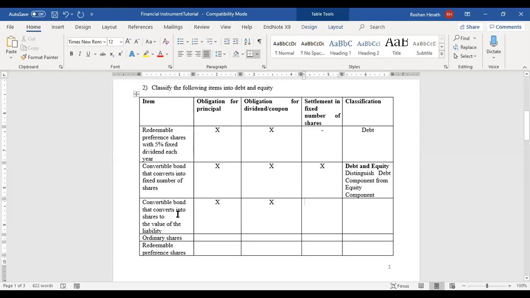When it comes to settlement, here it says this gets converted into shares to the value of the liability. Let's say that at maturity the value of the liability is, say, 5 million. Then how many shares does it get converted into? It depends on the fair value of the shares at that time. Unlike in the previous case, where at maturity you were given the option to convert them into, say, 10,000 shares, right? Let's say at maturity it's 5 million, right?